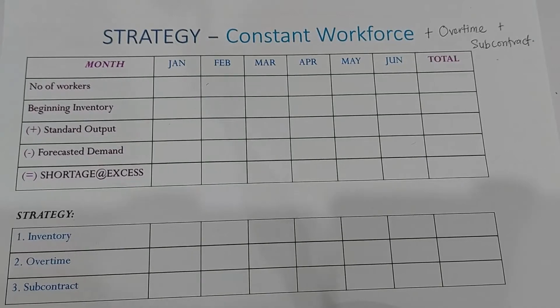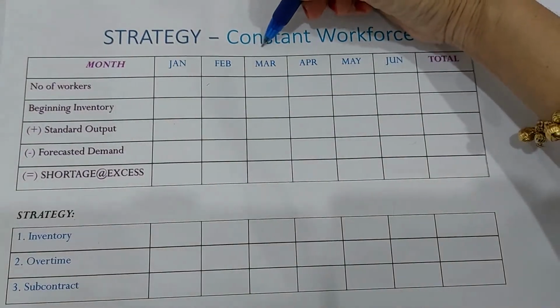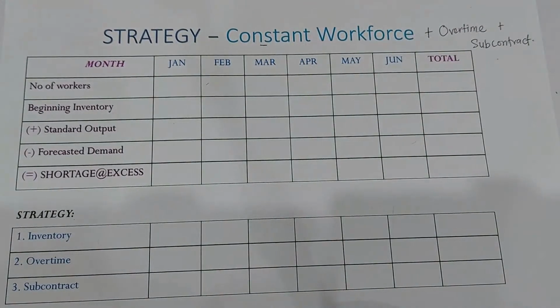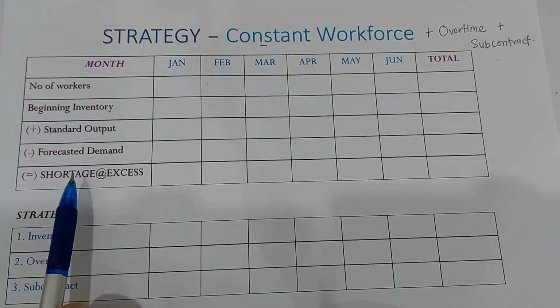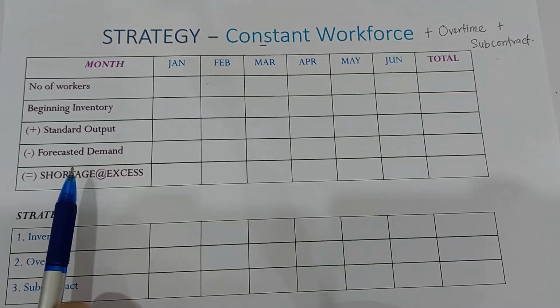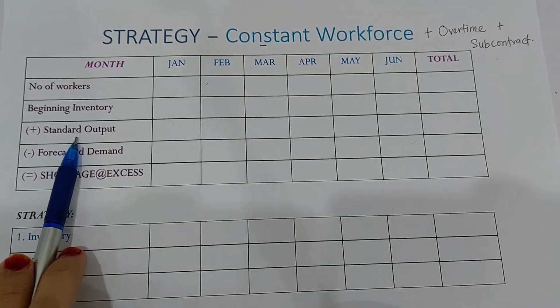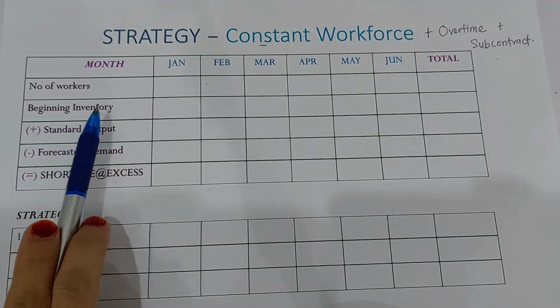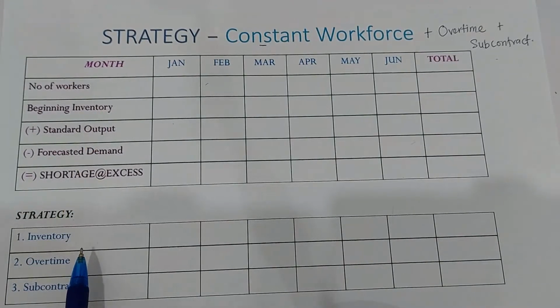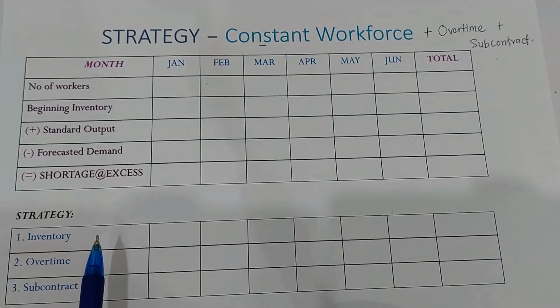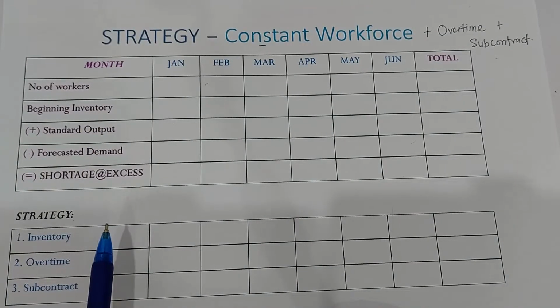For constant workforce strategy, constant here, as I explained, means fixed. Fixed number of workers. How to show that we are applying constant workforce strategy is by filling in this template. The template for constant workforce has three components. The first component is where we fill in the number of workers, standard output and all. The second component is where we have to decide on the strategy, and finally the third component is the cost component, which will be shown to you later.